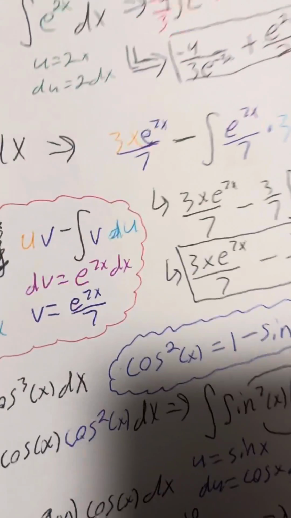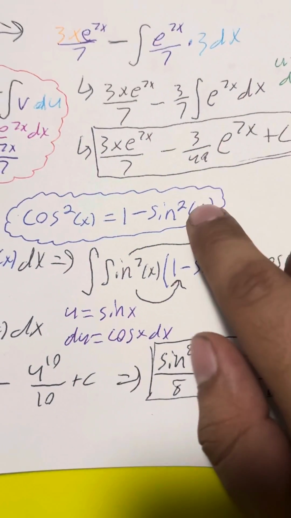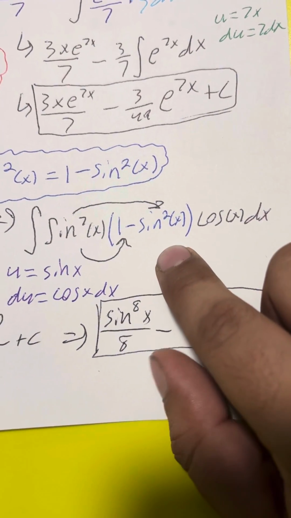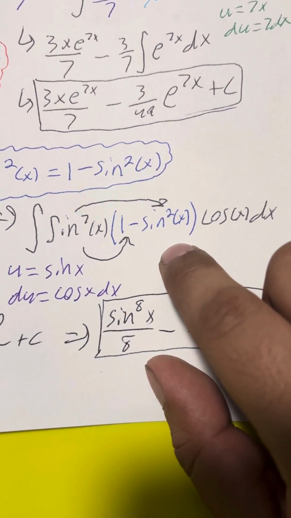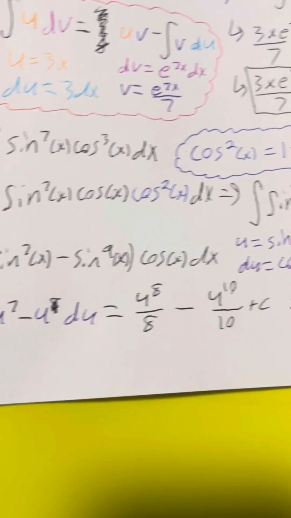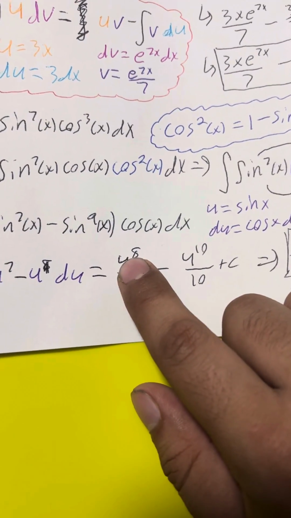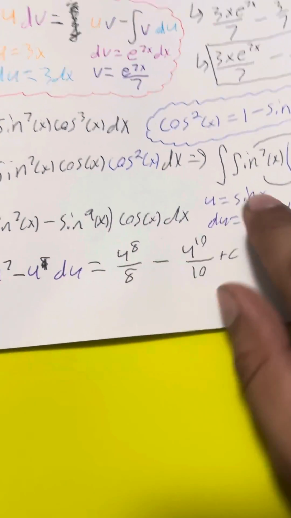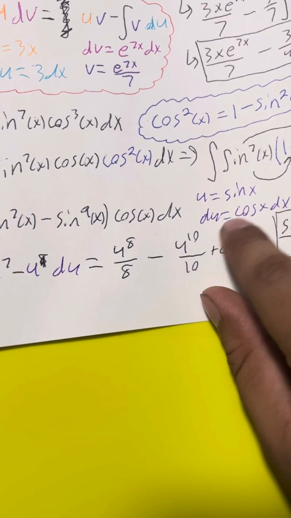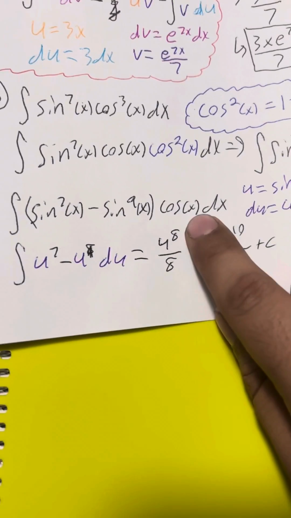And I ended up using my trig identity. Cosine squared of x is equal to 1 minus sine squared of x. And plugging that in, I went ahead and distributed my sine to the power of 7x into this binomial. So I ended up with this equation. And I was able to use u substitution, where my u was sine of x, my du was cosine of x, which gave me my cosine that I had in my integral.